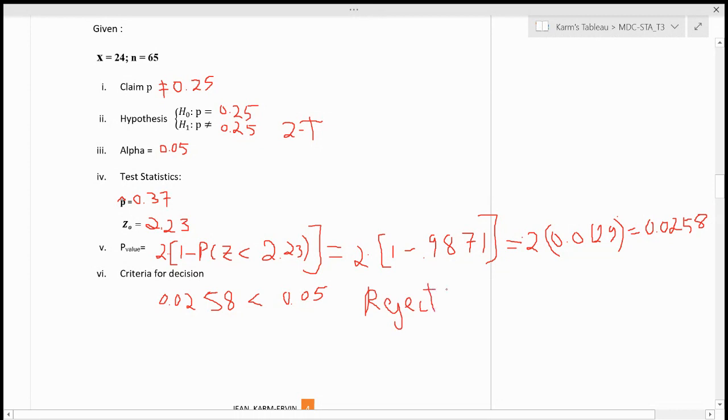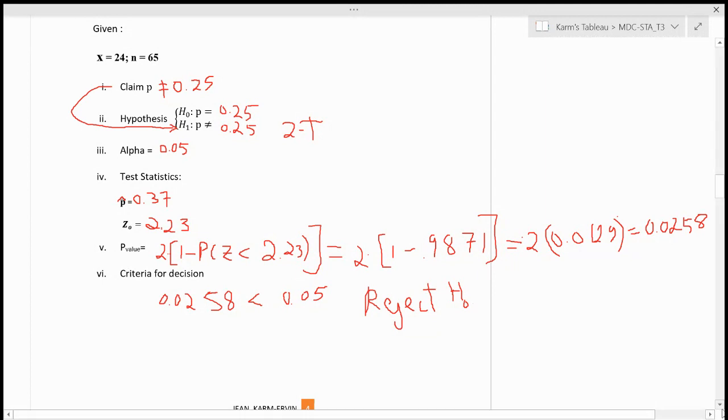I'm going to have to reject H0 because the p-value is less than alpha. Notice clearly that my claim is with H1, and I say reject H0. Are you guys able to predict what my conclusion will be? You say reject H0, and the claim is with H1. Thank you. You can say we have enough evidence to support the claim.